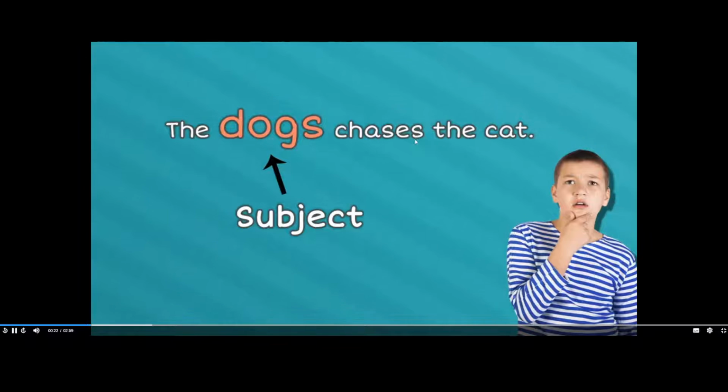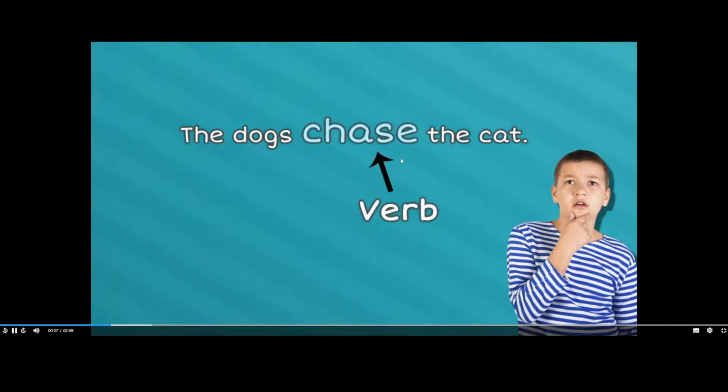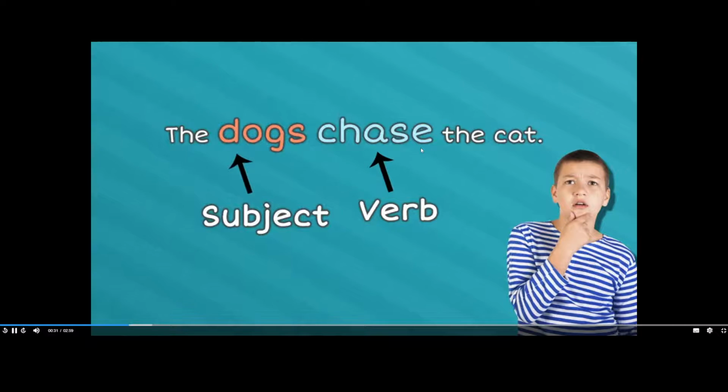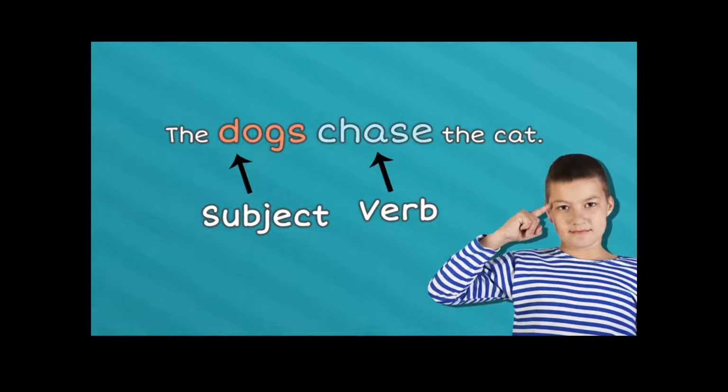than one dog. Plural verbs don't have an S on the end. See, now they removed the S. Now this sentence is correct. The dogs chase the cat. If the subject of the sentence is plural, the verb has to be plural also. The dogs chase the cat. The word dogs is plural, and the word chase is plural. The subject and verb in a sentence must agree.